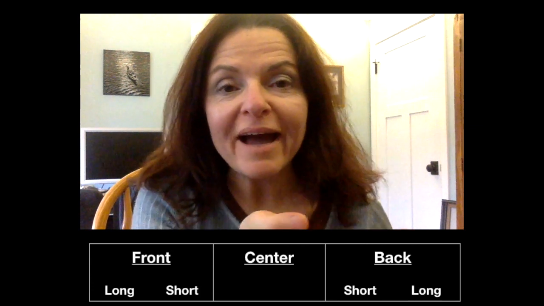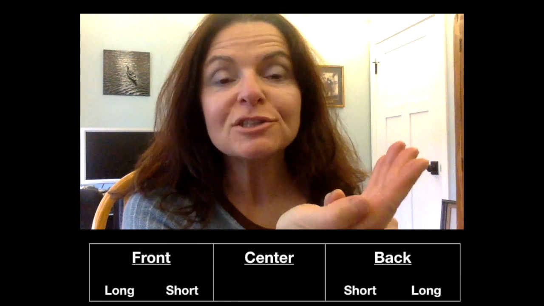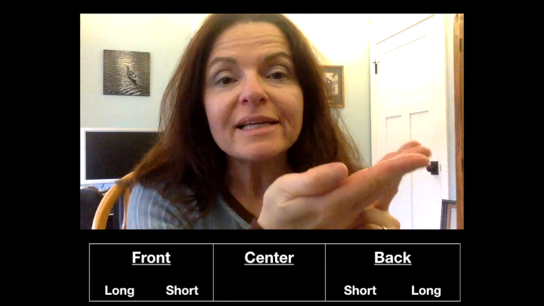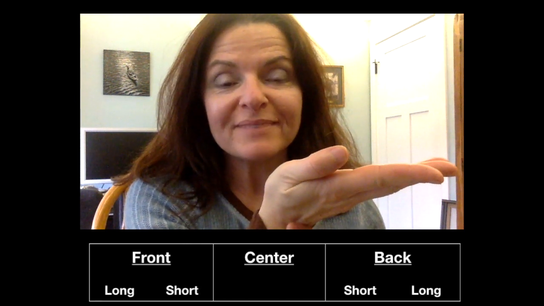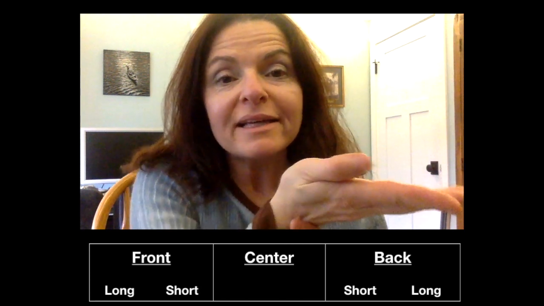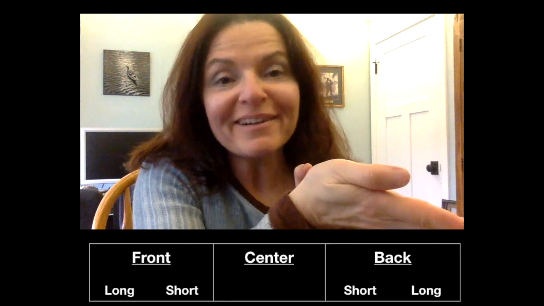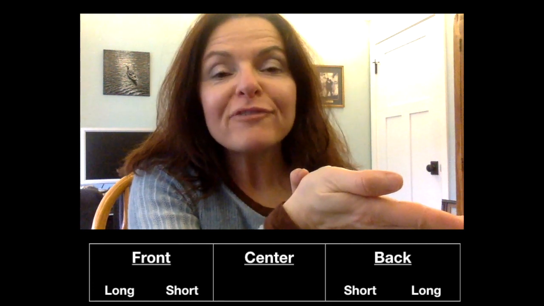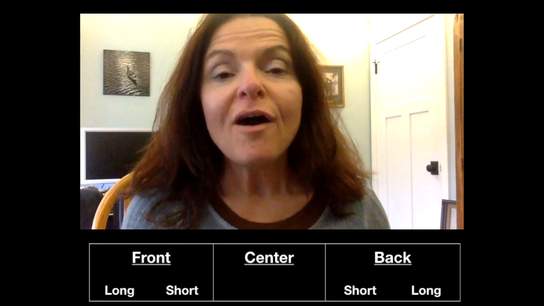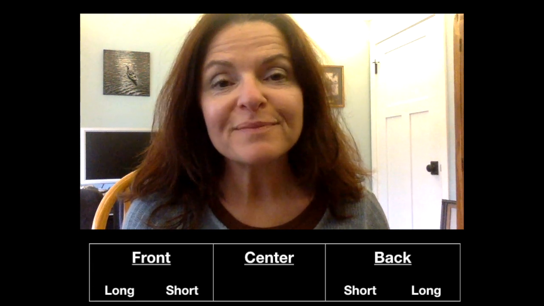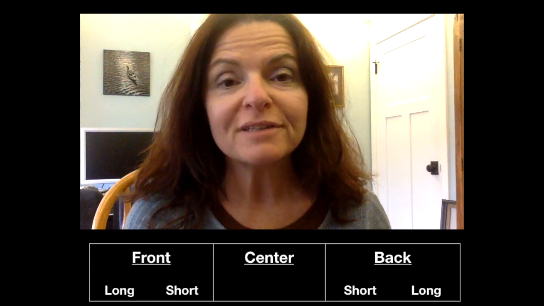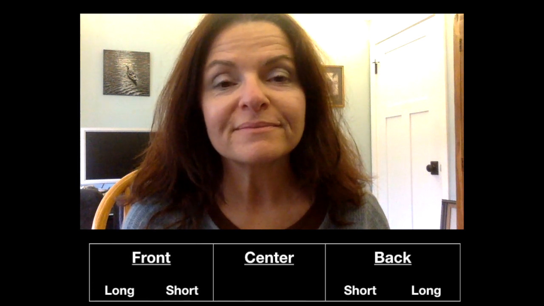So for the front vowels, here's my tongue. This is the tip of my tongue. It should point upward. A central vowel is when the tongue is flat. And a back vowel is when the front of the tongue is lower and the back of the tongue is higher. Now, front vowels and back vowels also have two versions, a short version and a long version.